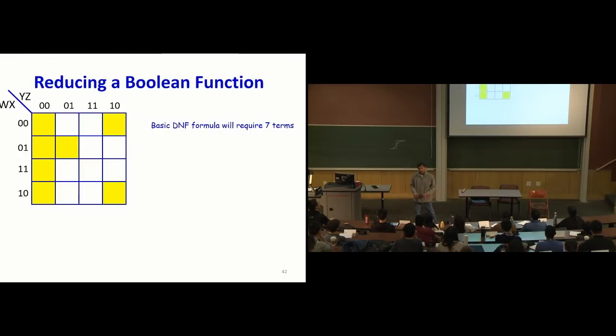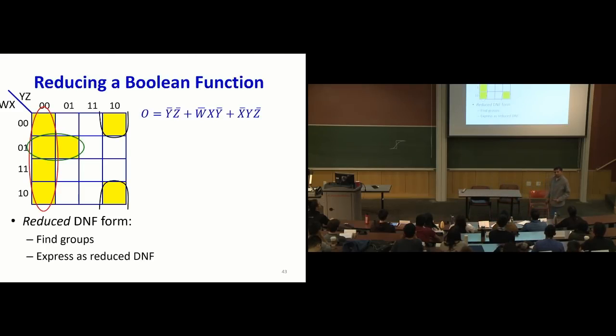Now let's look at this function. This function has 7 clauses for which the output is 1. So if I did a simple, very naive DNF formula, how many clauses would it have? 7. But then look at this, I can group these things up. Anytime you have boxes which are adjacent, you can group them up. And this group is telling me that it doesn't matter what W and X are. So long as Y and Z are 0, 0, the output is always 1. So this group is a single clause, not Y, not Z.